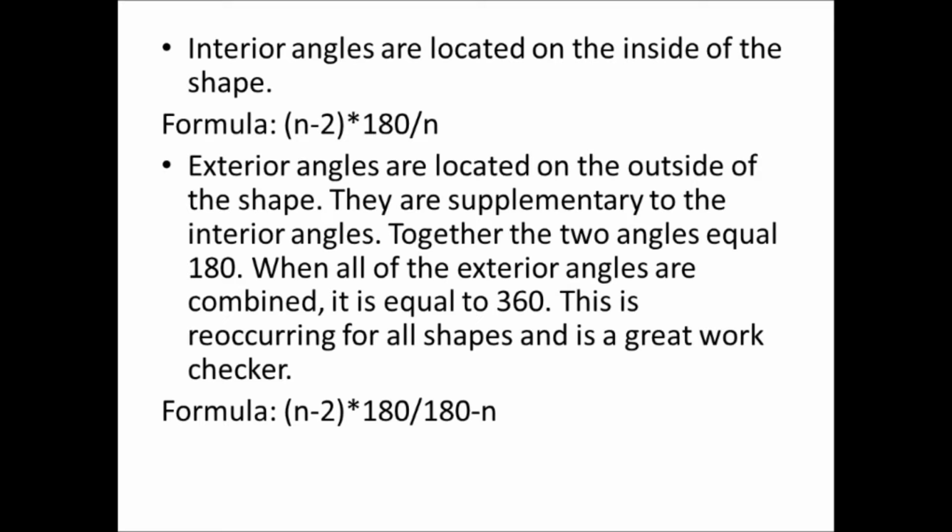When all of the exterior angles are combined, it is equal to 360. This is reoccurring for all shapes and is a great work checker. The formula for this is n minus 2 times 180 divided by 180 minus n.